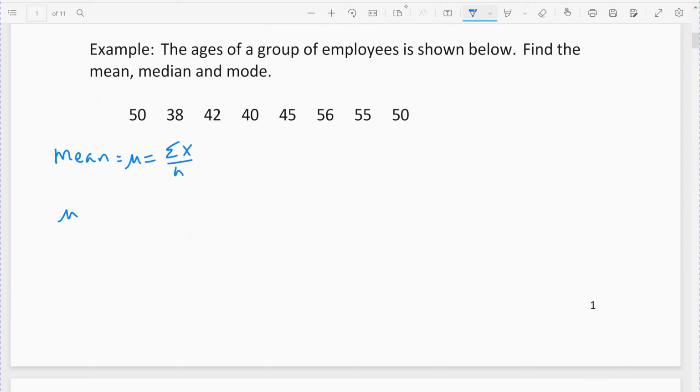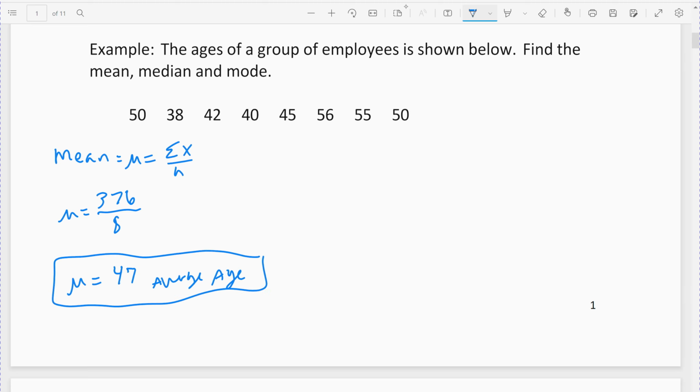And so the sum, you add up all of those values. So you take your 50 plus your 38 plus your 42 plus your 40 plus your 45 plus your 56 plus your 50. And when you add them all up, those add up to be 376. And then you divide by how many there are. There are 8, so you're going to divide by 8. And so the mean is 376 divided by 8. And so 47 is the average age. For this particular group, the average age is 47.